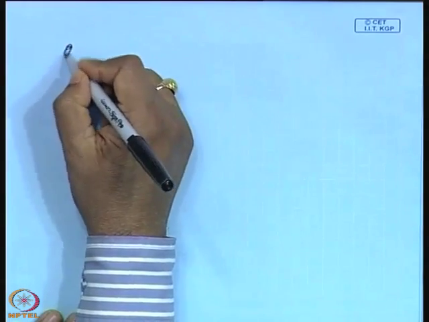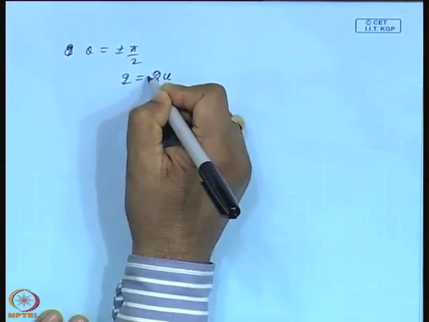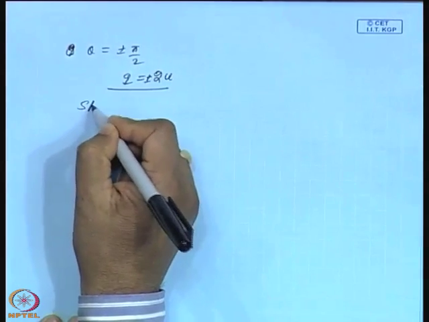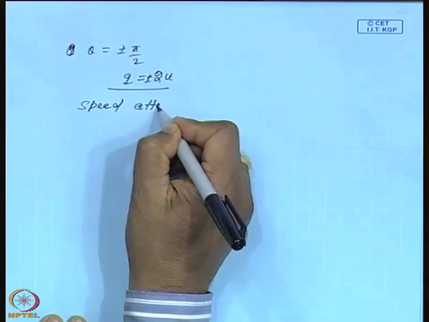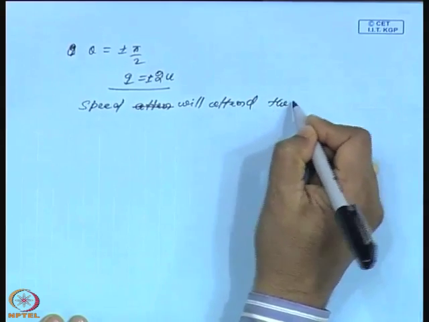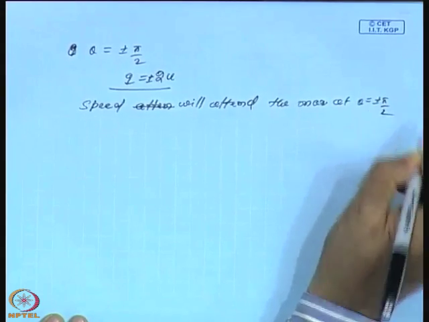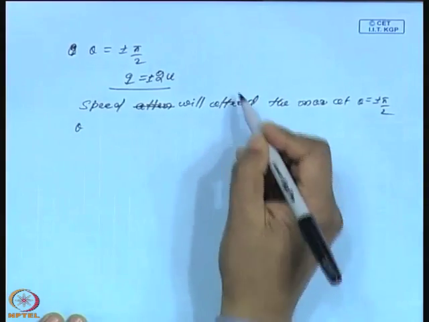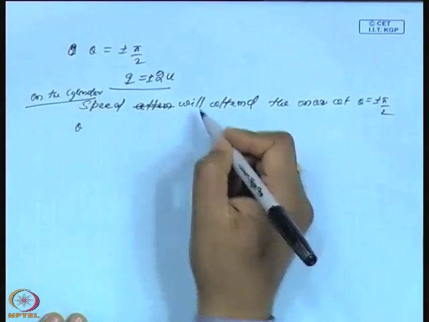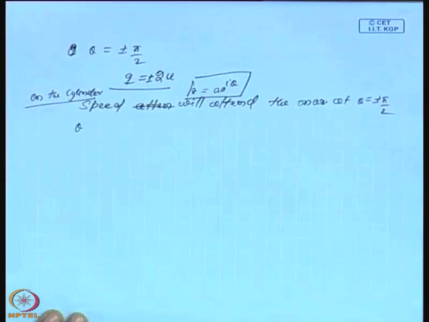Now again, when theta becomes plus minus pi by 2, then q will be plus minus 2 u. That shows that the speed will attain the maximum on the boundary of the cylinder at theta is equal to plus minus pi by 2. Remember this is on the cylinder, because I am taking z is equal to a e to the power i theta, which is one of the points on the cylinder if the cylinder is of radius a.